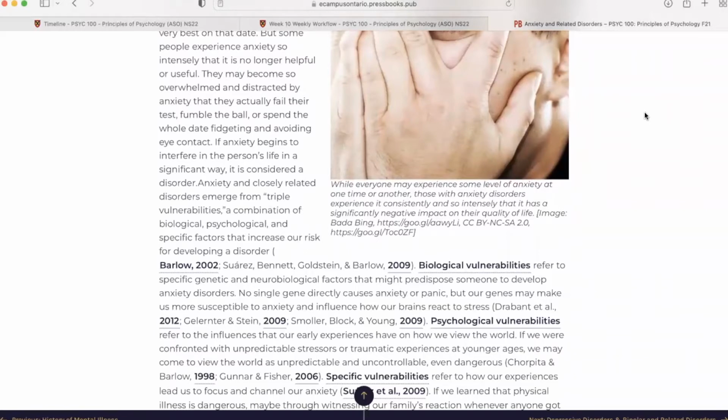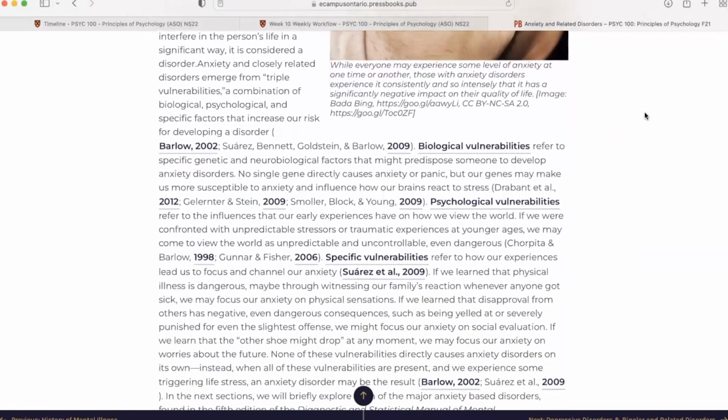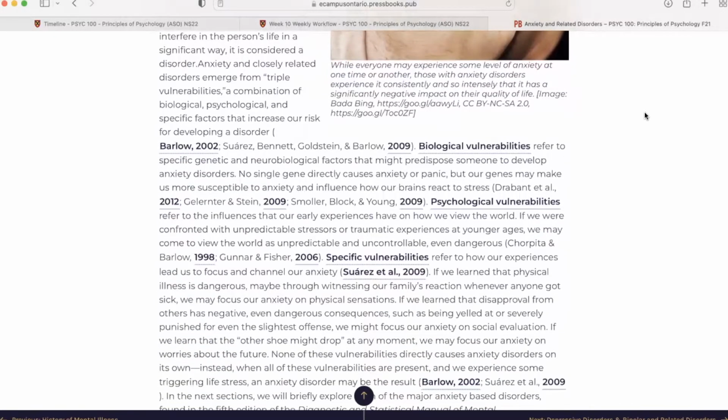Anxiety and closely related disorders emerge from triple vulnerabilities, a combination of biological, psychological, and specific factors that increase our risk for developing a disorder. Biological vulnerabilities refer to specific genetic and neurobiological factors that might predispose someone to develop anxiety disorders. No single gene directly causes anxiety or panic, but our genes may make us more susceptible to anxiety and influence how our brains react to stress.